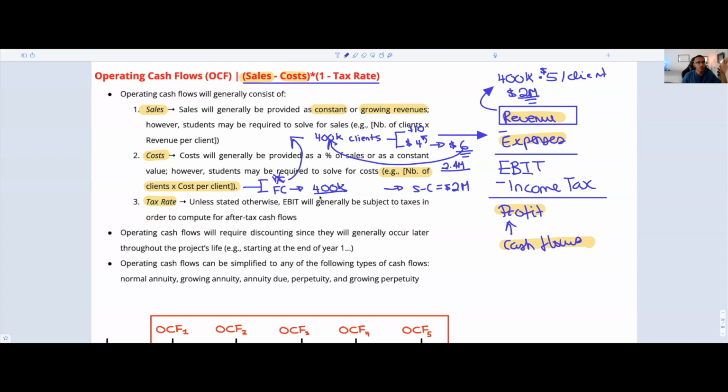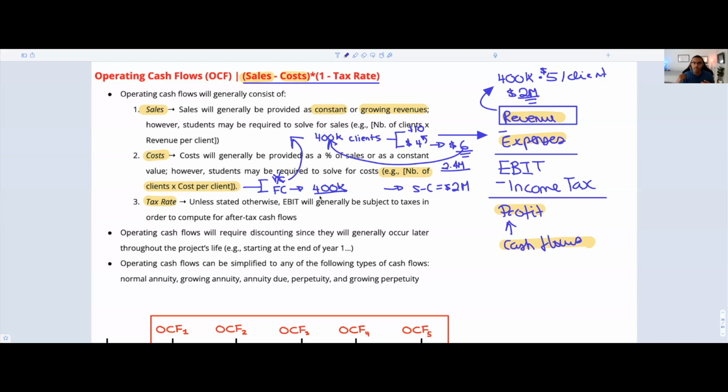We had $10, right, revenue per client, okay? But we also knew that every client costs us $4. Let's make this simpler for us. 10 minus 4, $6 is going to be our sales per client, okay? Multiplied by the number of clients we have, $2.4 million, less our fixed costs. We know that our sales minus cost would be equal to $2 million. It's a different way to go about it. Different students may want to go about it in different ways, but here's a recommendation that I use that makes it simpler for myself, okay?